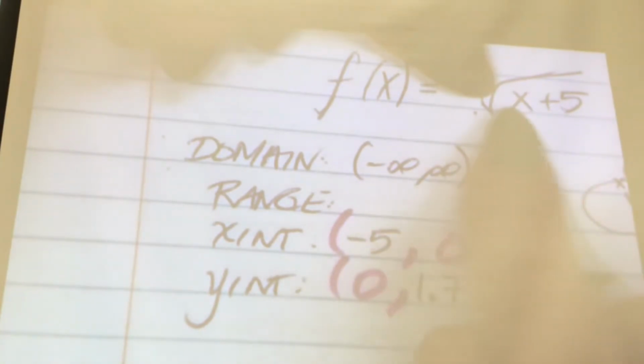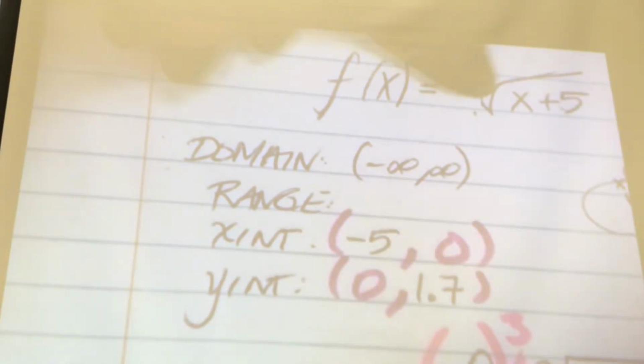What happens if you plug in negative 6 here? Are you allowed to have that? No. Can you plug in a negative 7? No. Negative 8? No. So anything below a negative 5 is not possible. So then what would the domain for that one be? Negative 5 to infinity. That's the domain.